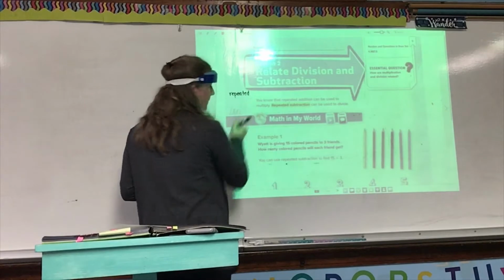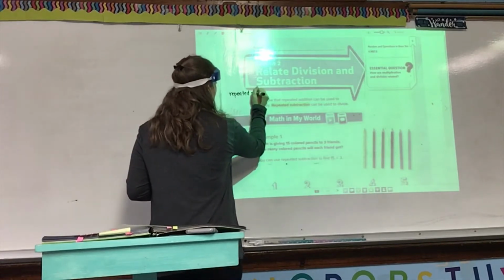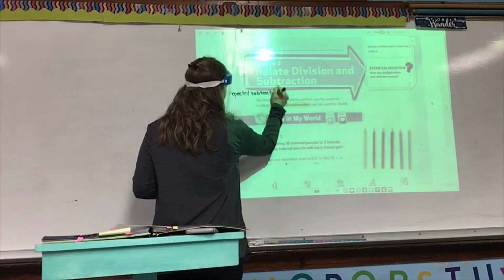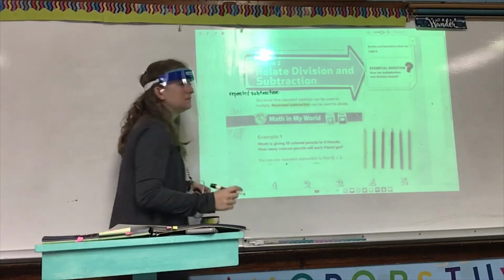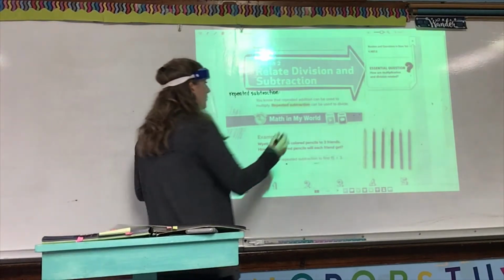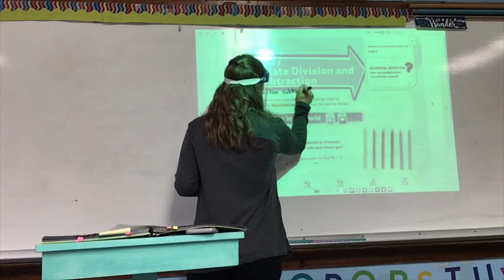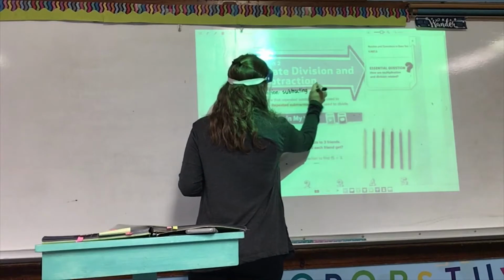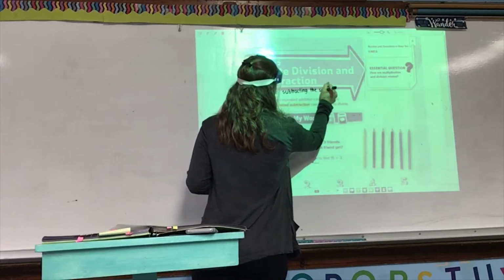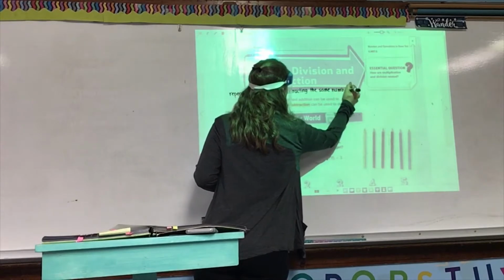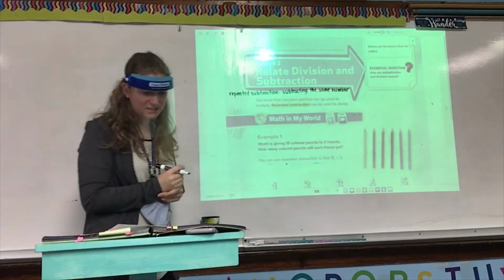You can't see it up here. It's on your anchor chart. Make sure that you are copying it exactly as it appears on your anchor chart. Repeated subtraction is subtracting the same number. Write small and neat.